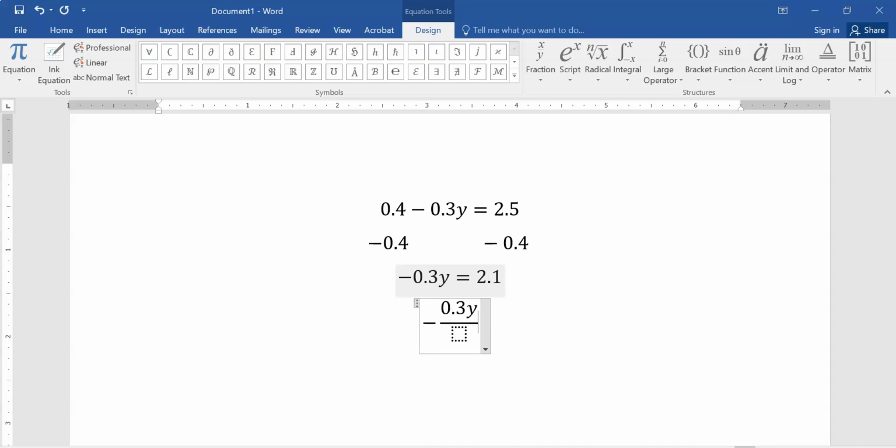Whoops, hit the wrong button there. Let me do this a little bit better. There we go. Make it look a little bit nicer.